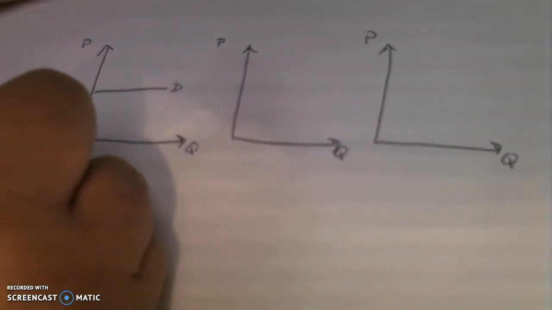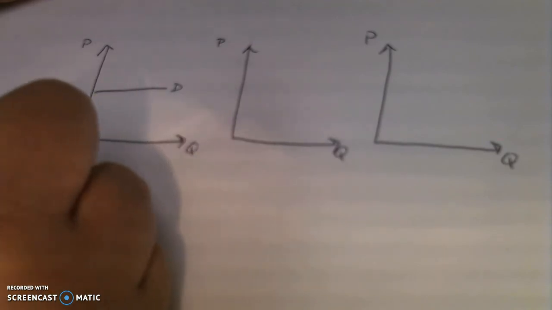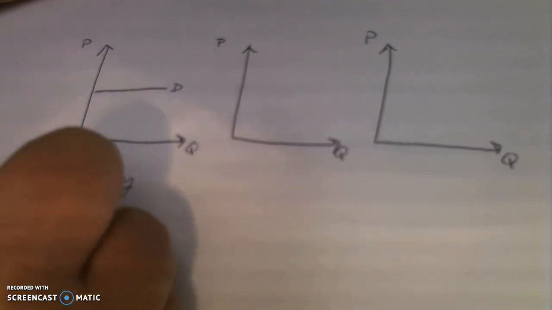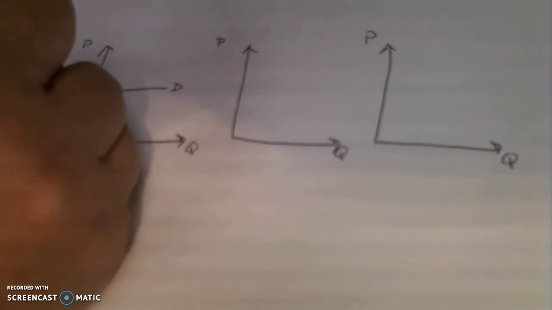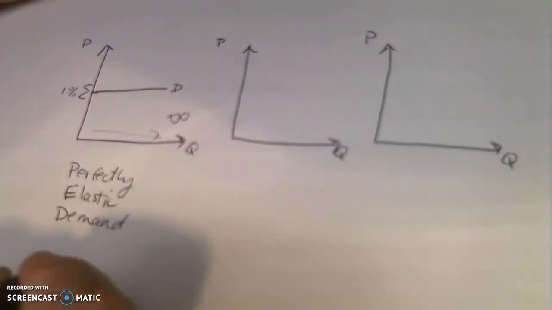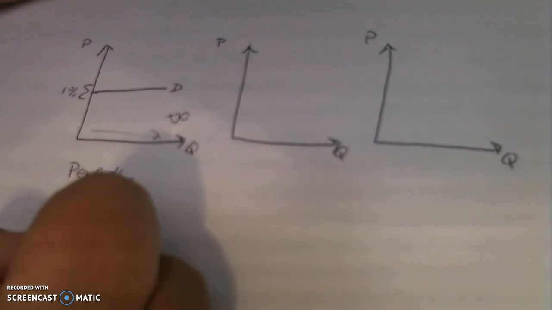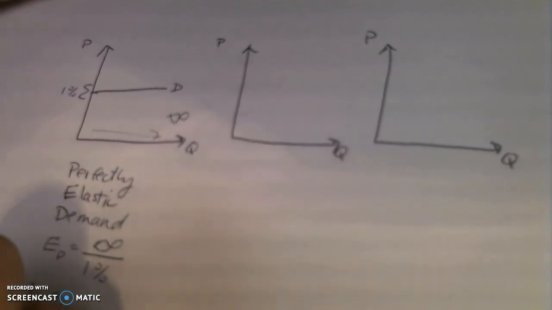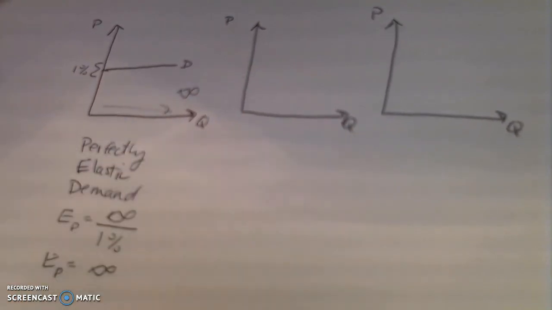So we call this perfectly elastic demand. Now, the reason why that's perfectly elastic is that if the price changes within 1%, then the quantity that we demand will go to infinity. So if we calculate the elasticity of demand, the quantity would go to infinity, the denominator would stay 1% or less, so therefore the elasticity of demand is equal to infinity.